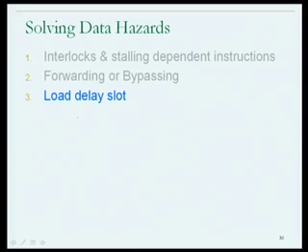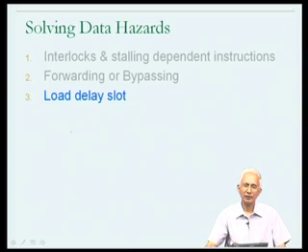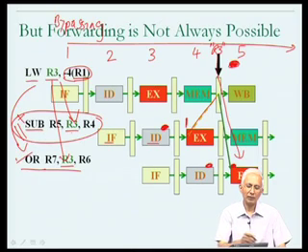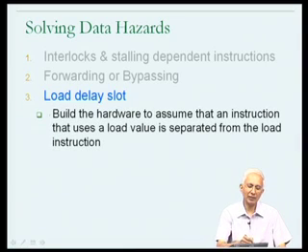This may look like a familiar term, but let me first just define the load delay slot as an idea where we build the hardware to assume that an instruction that uses a load value is separated from the load instruction. In other words, we build the hardware in such a way that we assume that if there is a load instruction, then the instruction following the load instruction will not use the loaded value. In other words, we build the hardware to ignore this hazard. That is what this statement is saying.